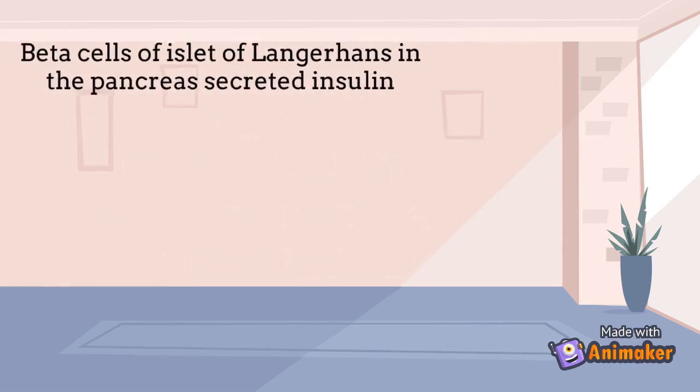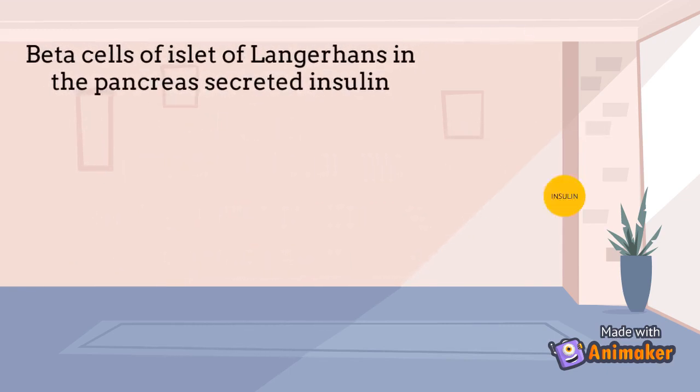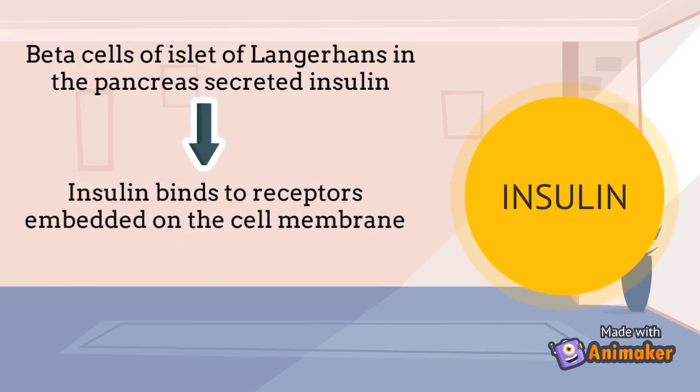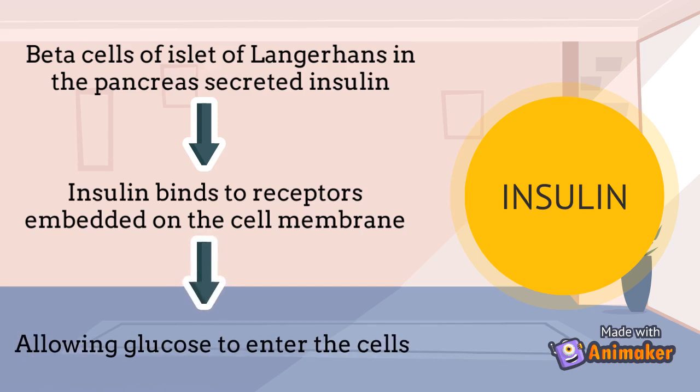Beta cells of the islet of Langerhans in the pancreas secrete insulin. Insulin will bind to insulin receptors embedded on the cell membrane of various tissues such as adipose tissues and muscle tissues. Activated insulin receptors cause vesicles containing glucose transporters from inside the cells to fuse with the membrane to allow glucose to enter the cells.